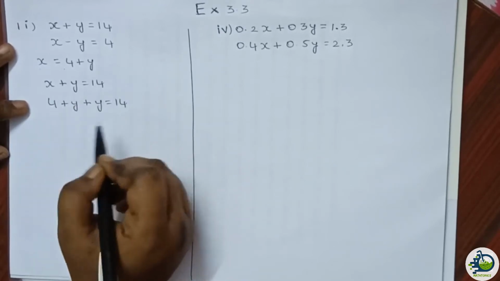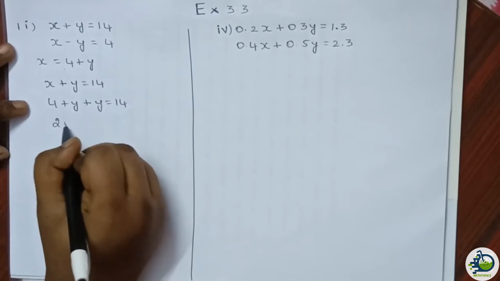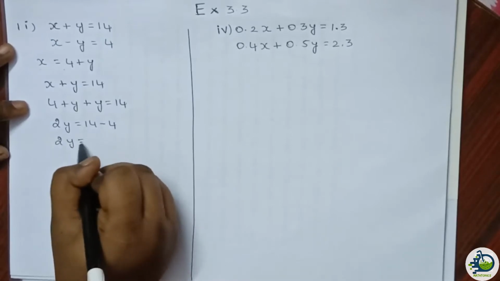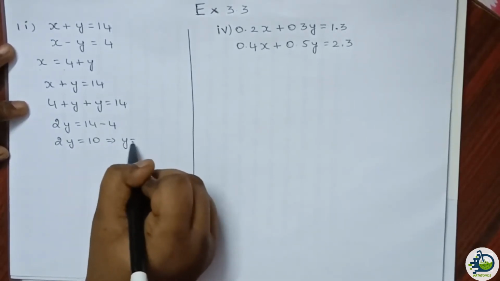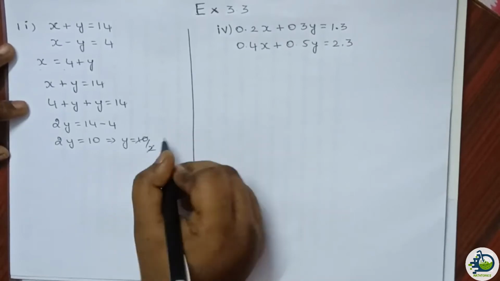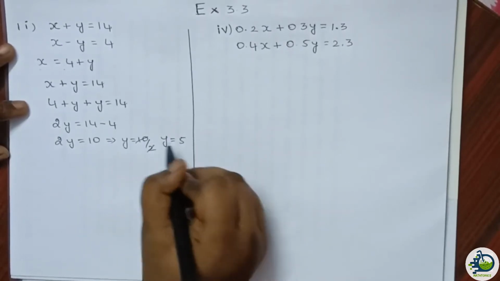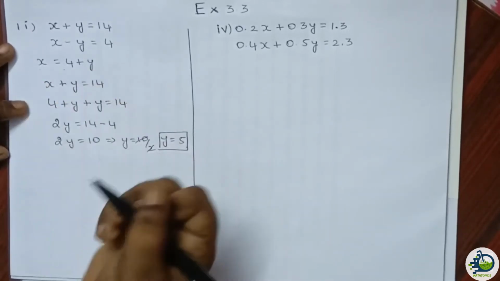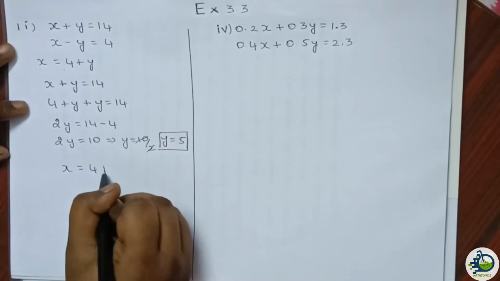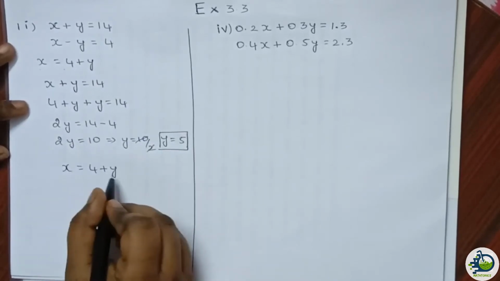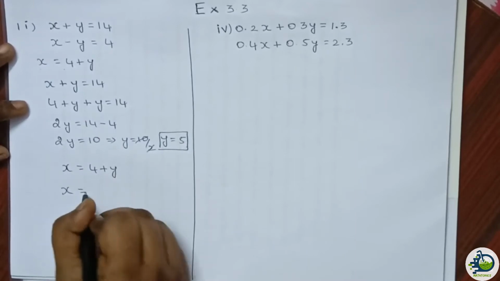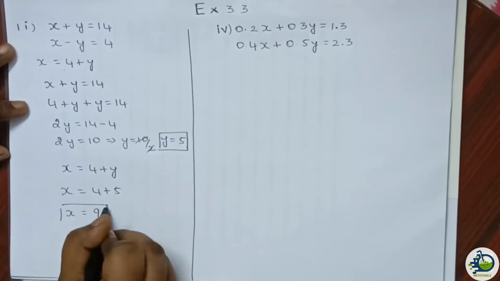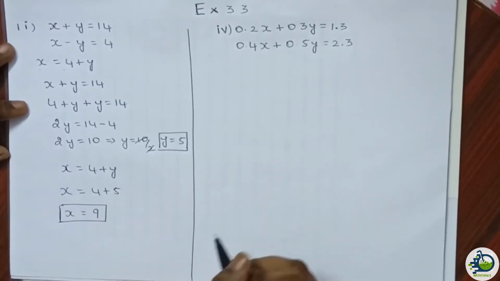When I bring that 4 to that side it becomes minus 4. So 2y is equal to 14 minus 4. So 2y will be equal to 10, which implies y is equal to 10 by 2. So when I cancel these both, I am getting y is equal to 5. Now what I am going to do is substitute this y is equal to 5 here. So x is equal to 4 plus y. Here I am going to substitute y as 5. So x will be equal to 4 plus 5. So x will be equal to 9. So these are the solutions for these equations.